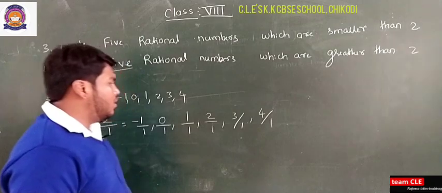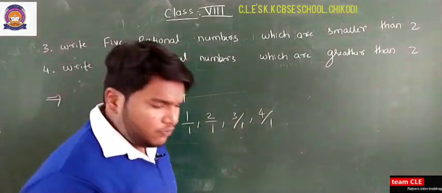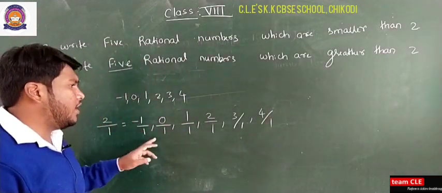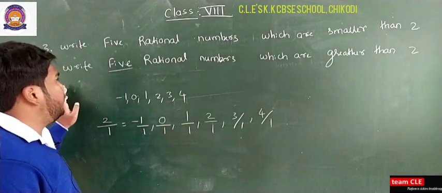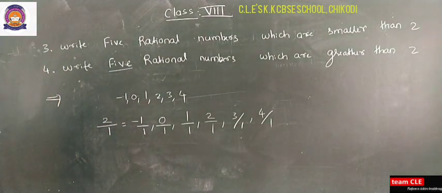So these are 6 rational numbers. They told us to find 5 rational numbers, but I have taken 6. In this you can write any 5 rational numbers. So all of you just go through this concept and please note down this concept.